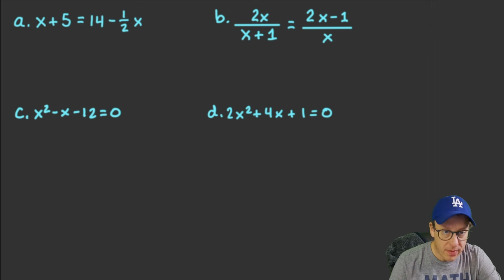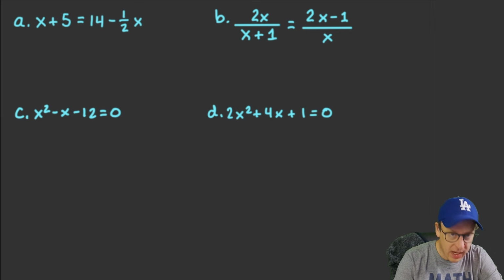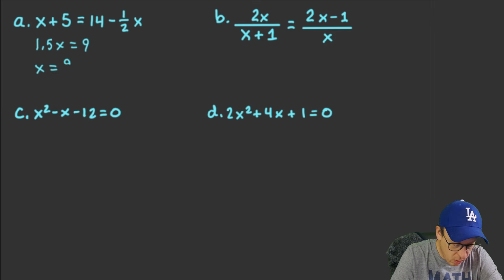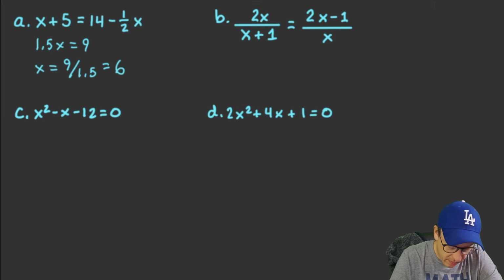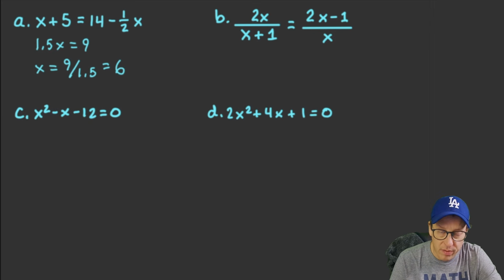Okay, so what are we going to do? If you have any other questions, feel free. This one's actually rather simple to solve. This is just going to be 1.5x equals 9, which means that x is equal to 9 over 1.5, which means x is equal to 6. That was simple. These calculus problems sort of start off really complicated and then go all over the place.